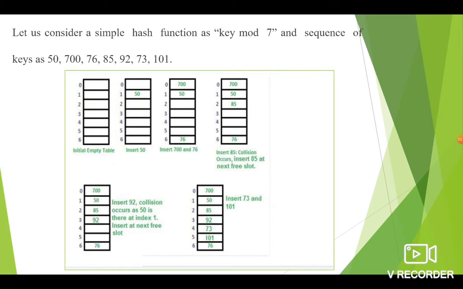We will see with one example. Consider the hash function is key modulus 7 and we have several keys. Initially the table is empty. We are inserting 50. 50 modulus 7 gives you the index 1. So 50 is added in location 1, and we are inserting 700 and 76. Both are inserted in their respective locations. When we insert 85, collision occurs because 85 modulus 7 gives the value 1, but in 1 we already have the element 50. So this is called collision.